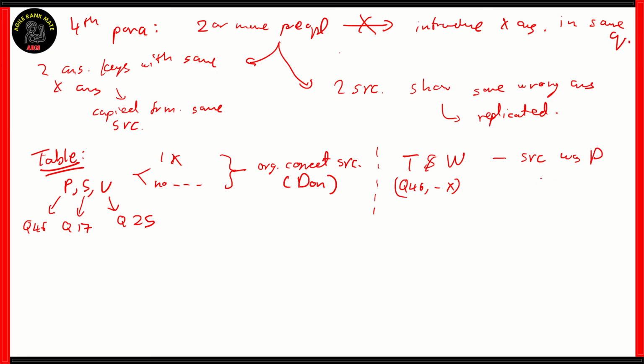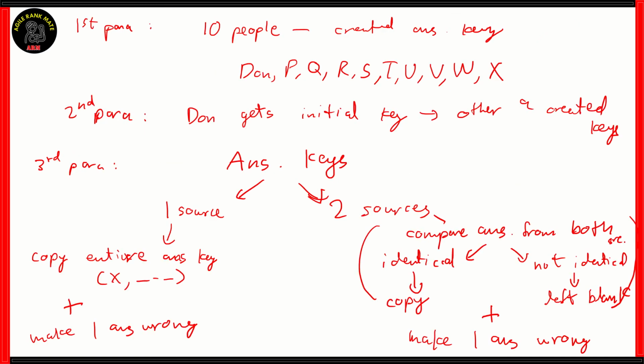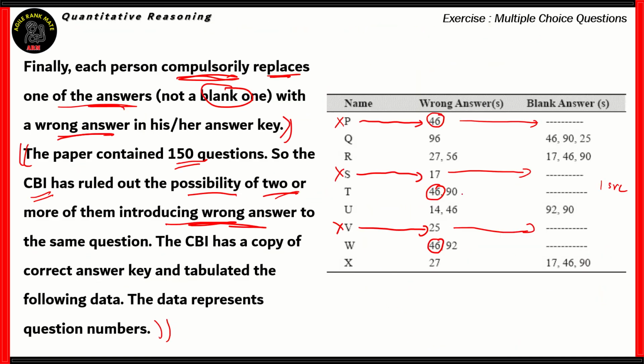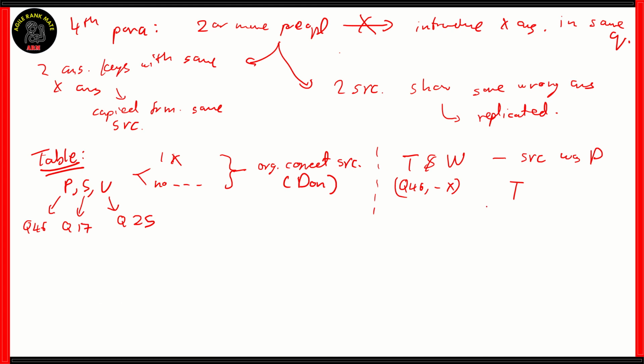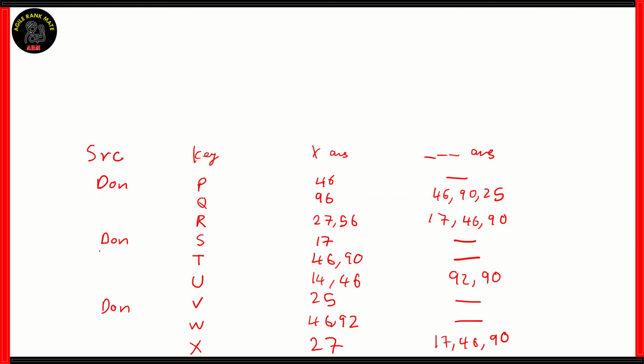Now, since we found out that their source was P, then this means that T made question number 90 incorrect, and W made question number 92 incorrect. All right. W is responsible for 92. And in our bigger graph, we can give P as the source for both T and W.